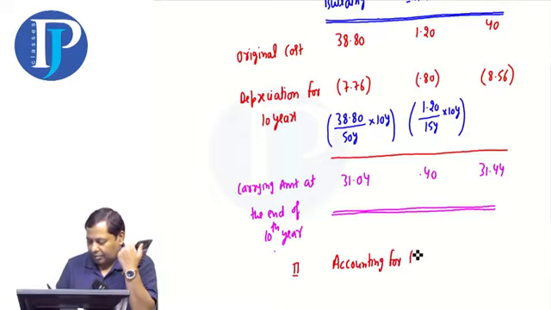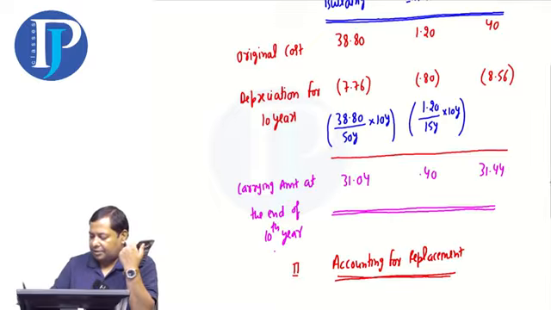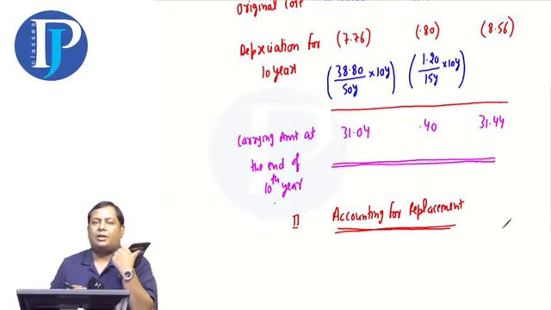The accounting for replacement. Tell me what has been replaced. So the interiors that you have are replaced here. The interior is part of the building.